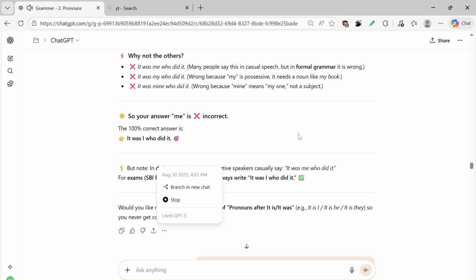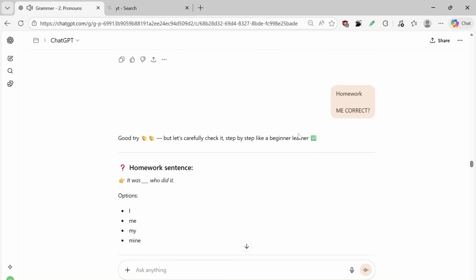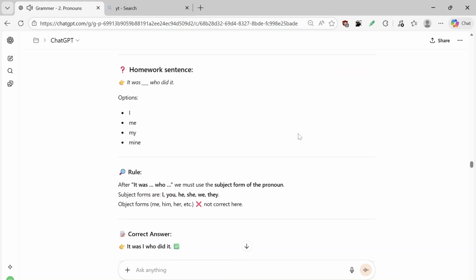Good try, but let's carefully check it step by step like a beginner learner. Okay, homework sentence. It was who did it. Options: I, me, my, mine. Rule. After it was who, we must use the subject form of the pronoun. Subject forms are I, you, he, she, we, they. Object forms: me, him, her, etc. Not correct here. Correct answer: it was I who did it.